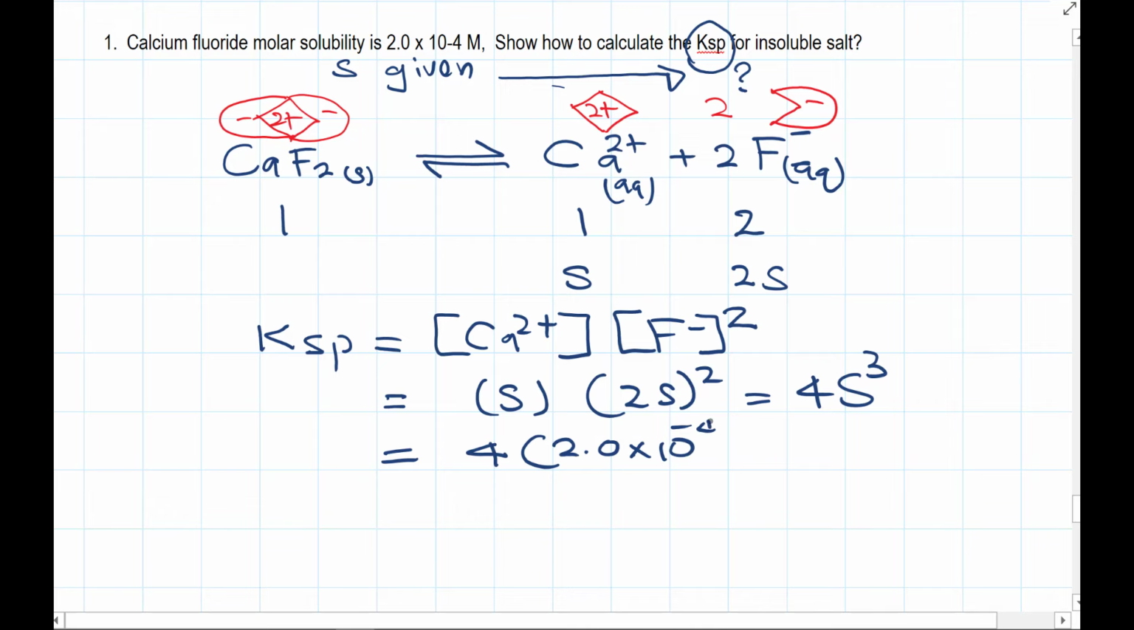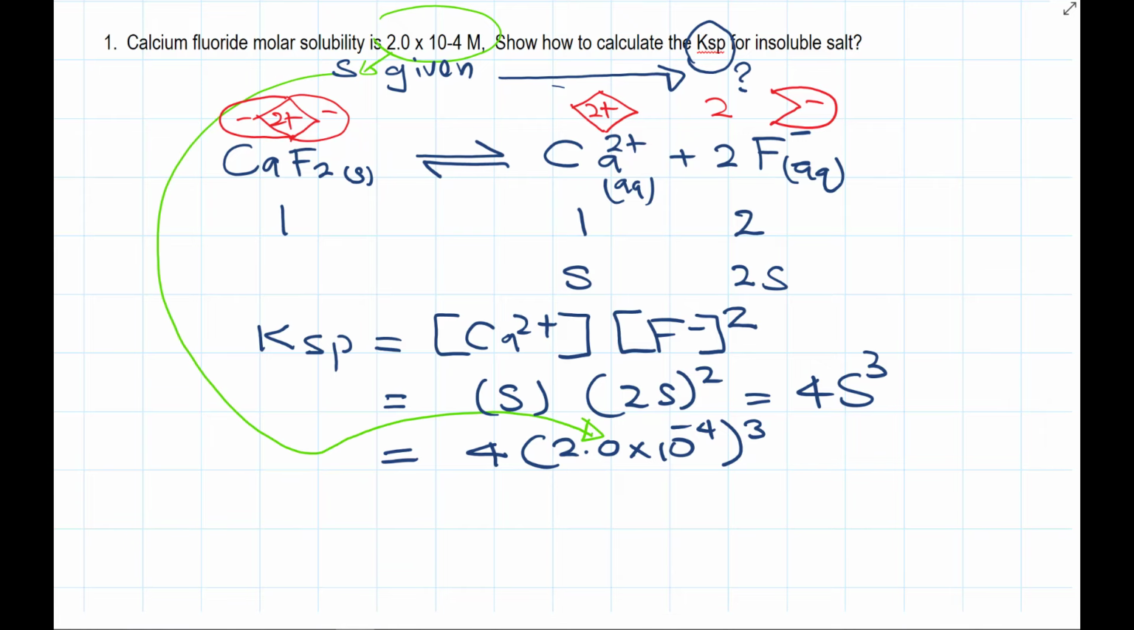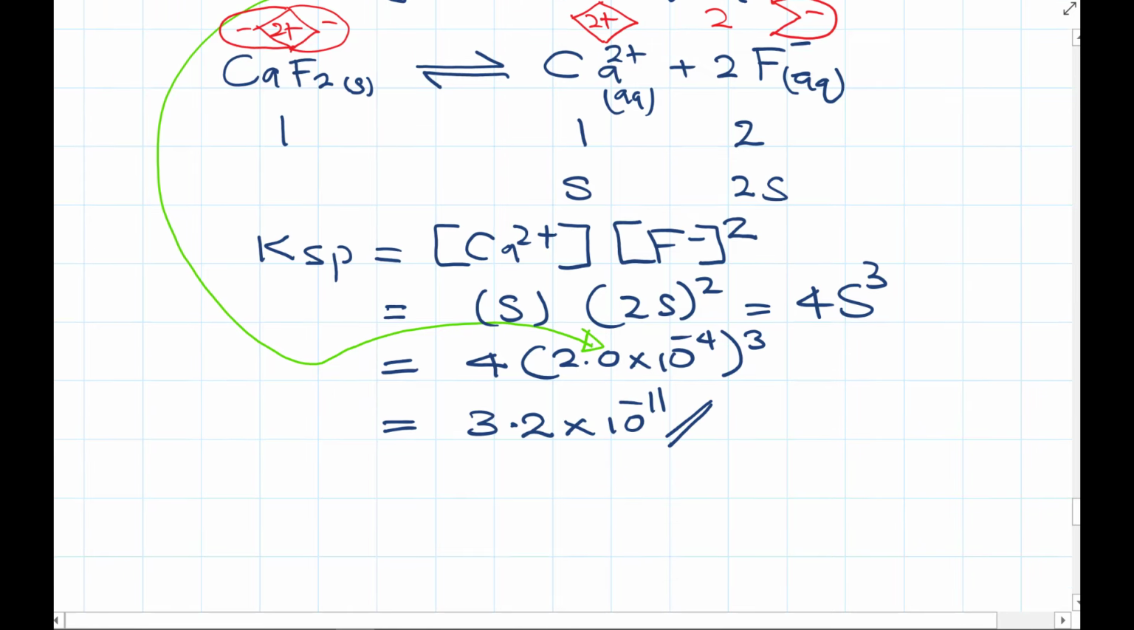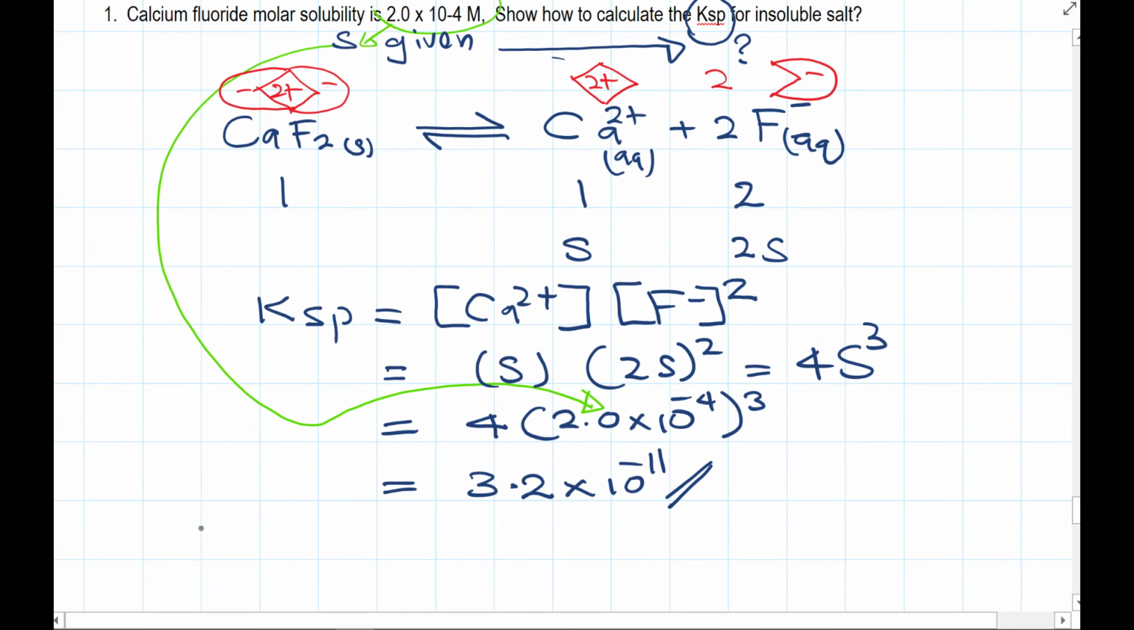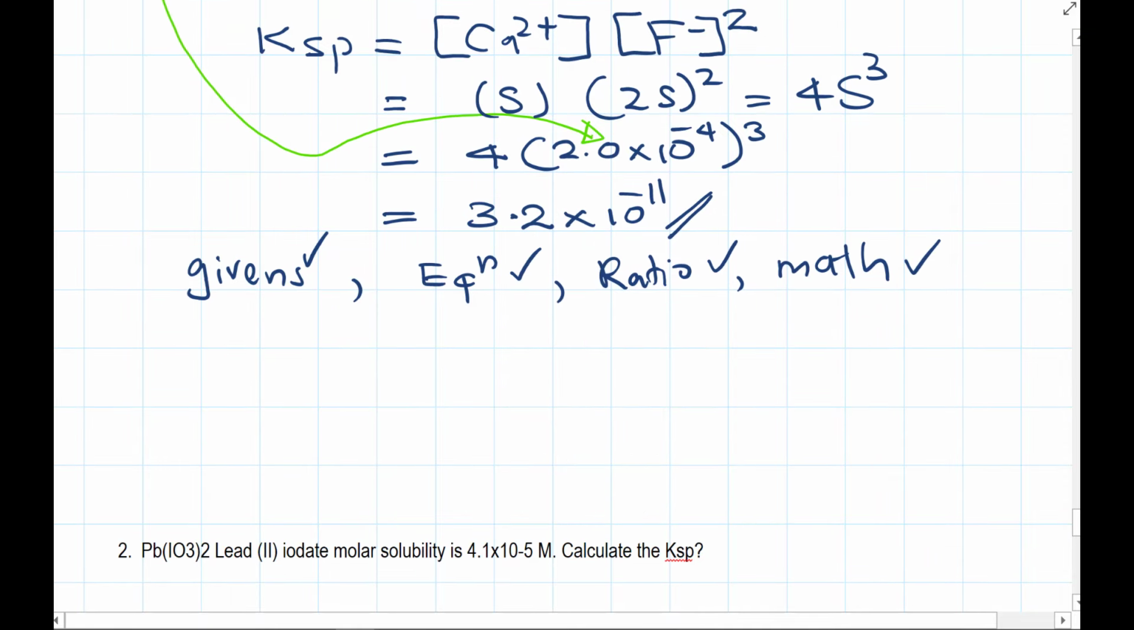Now we just plug in the given molar solubility to the power of 3, and voila. Plug in with the proper brackets and add the molar solubility, not the gram solubility. That will give you the answer for Ksp. Don't worry about the units of the Ksp. That's it. So how did we do it? You look at the givens and at what the question is asking, write the equation, pay attention to the ratio, and do the math properly.